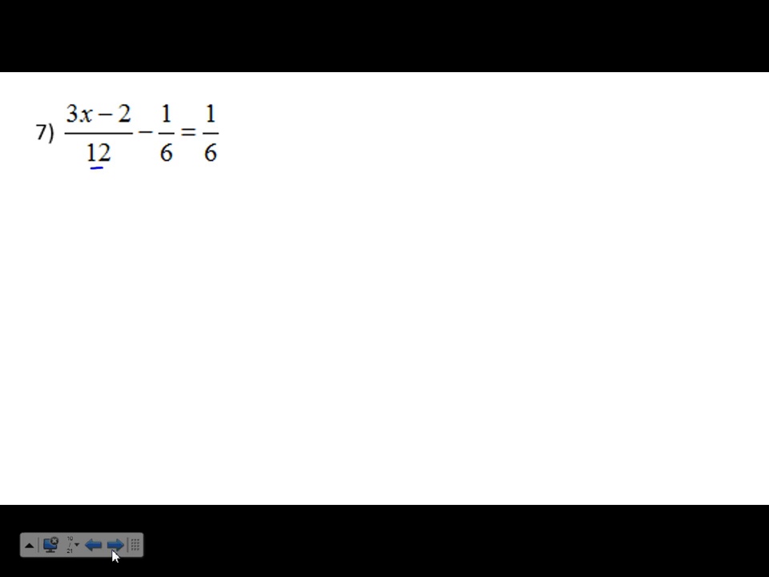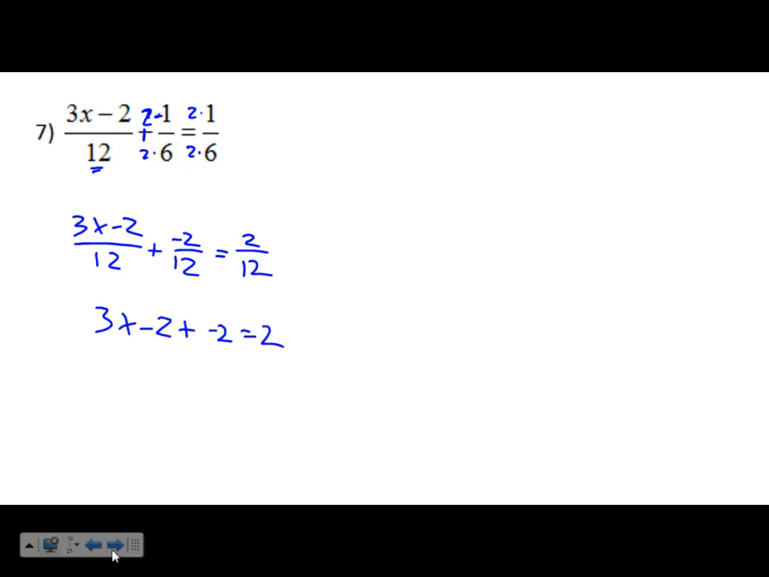With this one, I'm going to make all the denominators 12. So I'm going to multiply this one, top and bottom by 2, and this one, same thing, top and bottom by 2. So we have 3x minus 2 over 12. Minus, so again, I'm going to change that to a plus and make that 1 a negative. Should have done that earlier. So 2 times -1 is -2 over 12. And 2 times 1 is 2 over 12. So all our denominators are the same. That's good. So I get 3x, sorry, 3x minus 2 plus -2 is equal to 2.